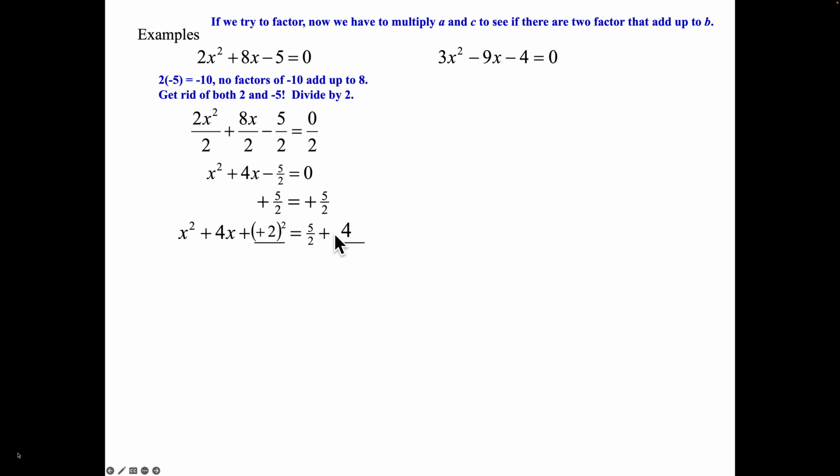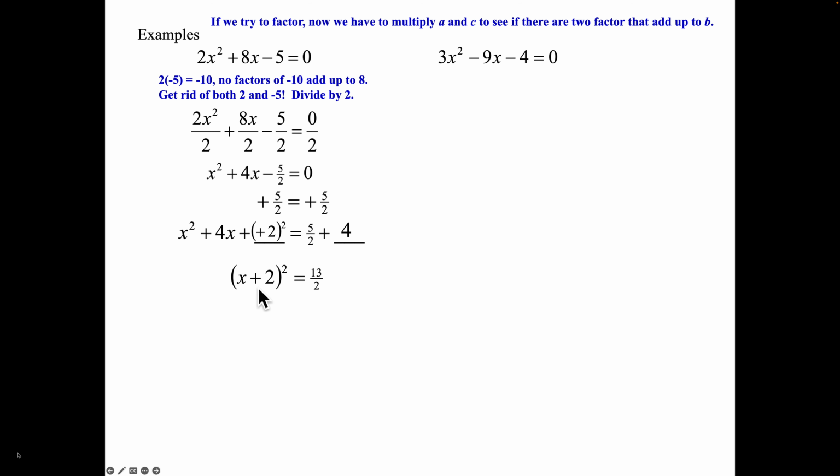is 4. Okay, what's the difference if I do 5 halves plus 4 or 4 plus 5 halves? It's still, take the 2 times the 4 is going to be 8 plus the 5 is going to be 13 over 2. My x squared, my plus 2 squared. We put those into my binomial squared.